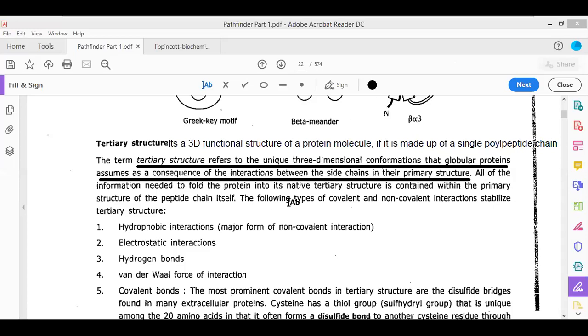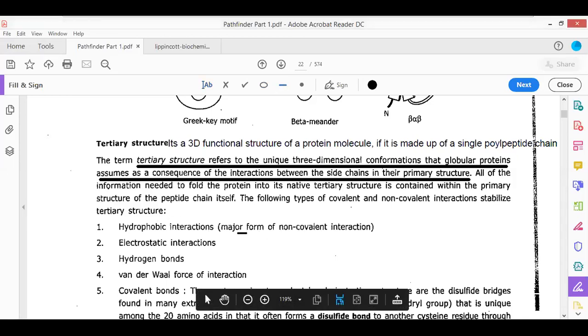Okay, the following types of covalent and non-covalent interaction stabilize the tertiary structure. Now, which are the different types of non-covalent and covalent interactions? There are several different types of interactions that are predominantly found in the tertiary structure. In the primary structure, the most predominant type of interaction was the peptide bond. In the secondary structure, it was the hydrogen bond. In the tertiary structure, the most predominant type of interaction is the non-covalent interaction.